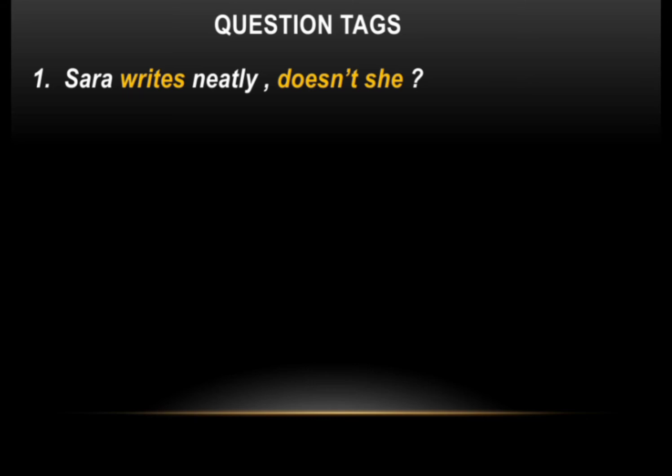We have a few examples. Sarah writes neatly. Writes is the verb and writes is in present tense. Sarah is singular, so we use doesn't. Sarah is a female, so we use she and the tag is doesn't she.